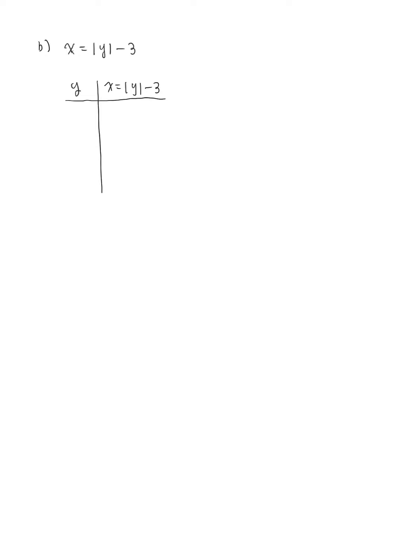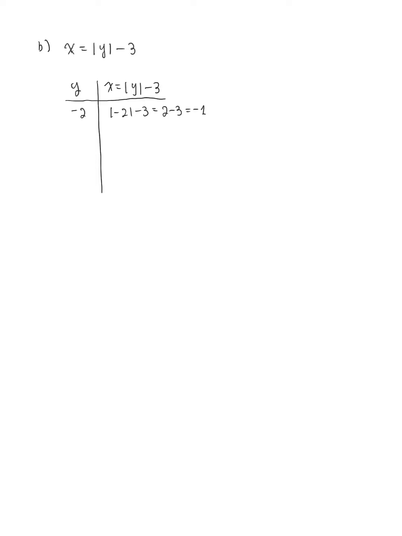So now, where should we start from? There is no restriction for absolute value functions. So here I can pick any values that I want. So let's go with like negative 2. All right, so then here you're going to have the absolute value of negative 2 minus 3, which is 2 minus 3, which is, what is that, negative 1.